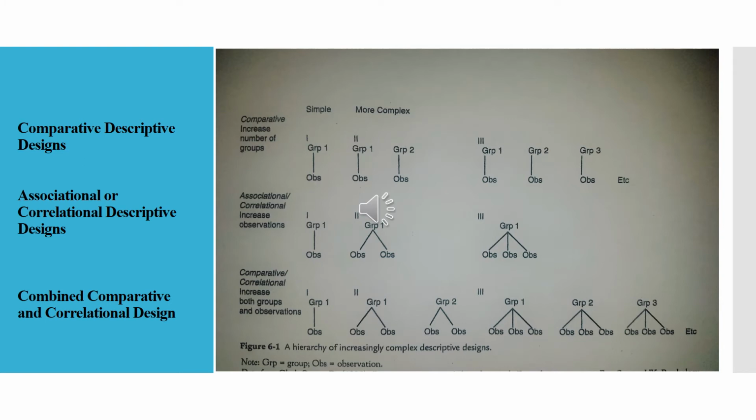Here I have included figure 6.1 from page 82 of our textbook. Here you can see the top row has one design and more than one group to compare, which is called our comparative descriptive design. The second row has the same group but has decided to compare additional observations about that group. This is called the associational or correlational descriptive designs. The third row has a combination of more than one group and more than one observation, which is called combined comparative and correlational design.